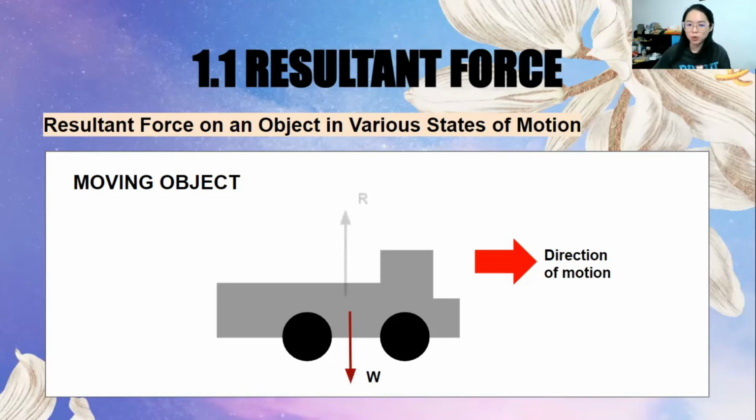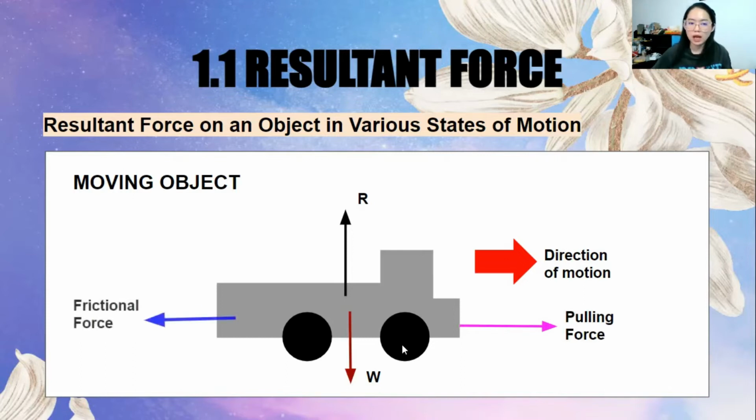Then don't forget, we always have a normal reaction going upward because it is moving on a plane road, a normal plane road. And then we have to know how the lorry moves. The lorry needs a pulling force. So that's why I have a pulling force to the right side. Next, because of the pulling force, of course, I have an opposite direction force. So I have a frictional force.